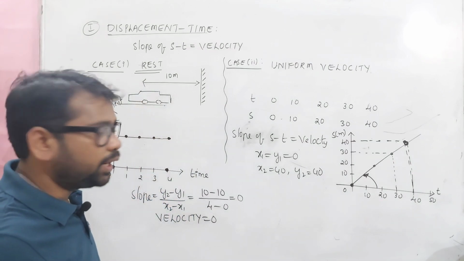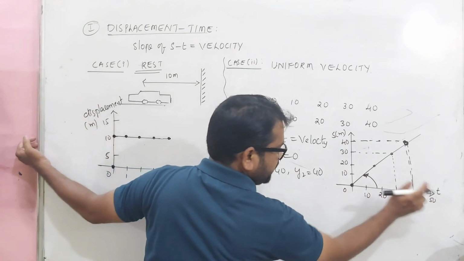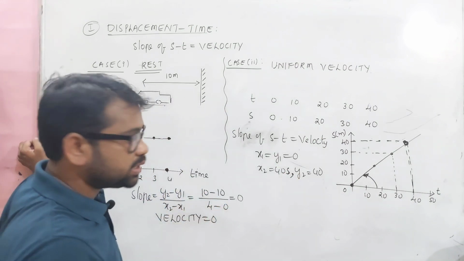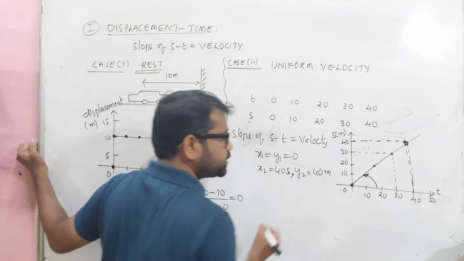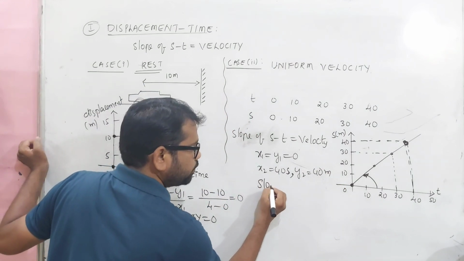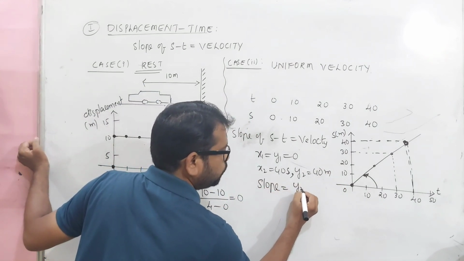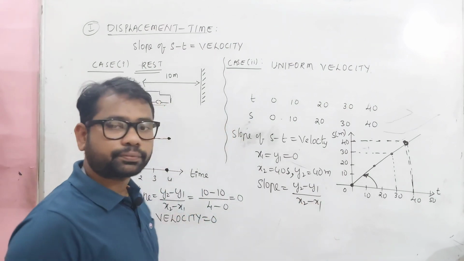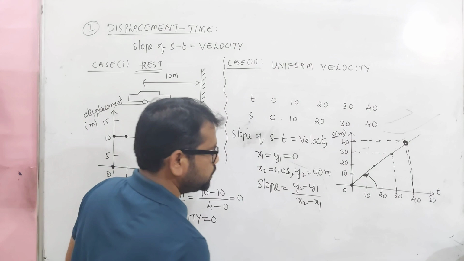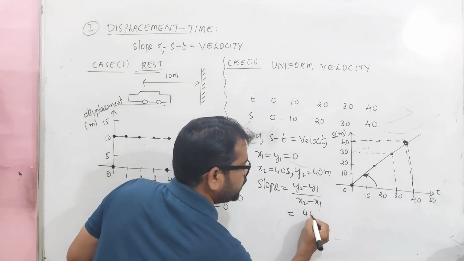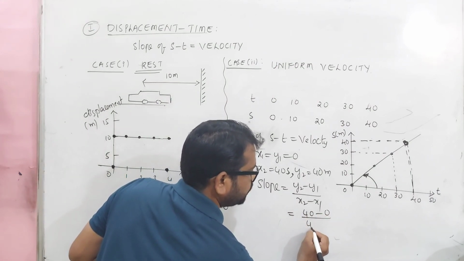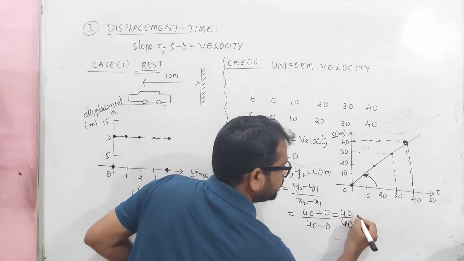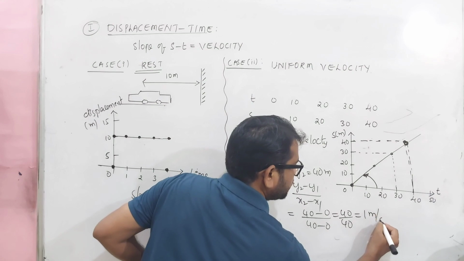Don't forget that on the x-axis we have taken time, so it is 40 seconds, and on the y-axis we have taken displacement, so it is 40 meters. Now we know that slope is equal to (y2 minus y1) by (x2 minus x1). Let us substitute the values: 40 minus 0 by 40 minus 0. This will be 40 by 40. You will get 1 meter per second.